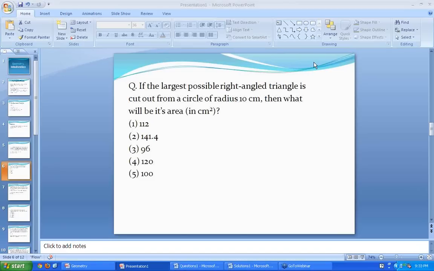Okay, so 100 is the answer. Sumit says, can you please explain how to solve this? I'll definitely explain this. The question is, if the largest possible right angle triangle is cut out from a circle of radius 10 cm, what will be its area in centimeter square?